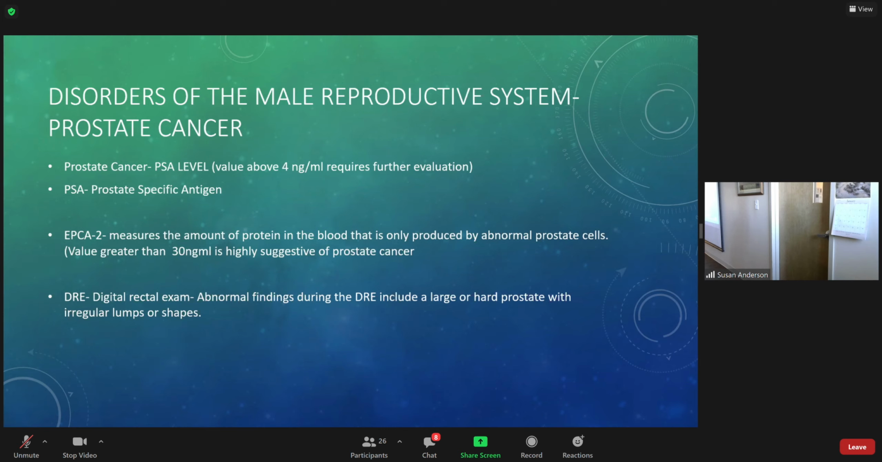Does it fully diagnose prostate cancer? No. How do we diagnose it? Now we do a biopsy. Is this making sense? We can't just say, okay, you have a high PSA, you have cancer. What we can say is that the PSA level is high and your EPCA level is high, it's above 30.